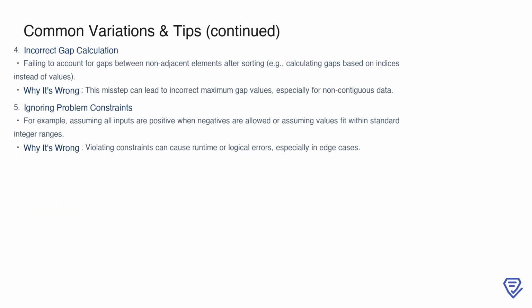Another common area of error involves incorrect gap calculation. After sorting the input, the gaps should be calculated based on the actual values, not just their indices. Failing to do so can result in wrong maximum gap values, especially if the data is not contiguous. Additionally, ignoring problem constraints can lead to logical issues. For instance, assuming all numbers are positive when negatives are allowed, or overlooking potential integer overflow scenarios, can cause failures in edge cases. Always align your solution to meet the constraints provided in the problem to avoid these issues.